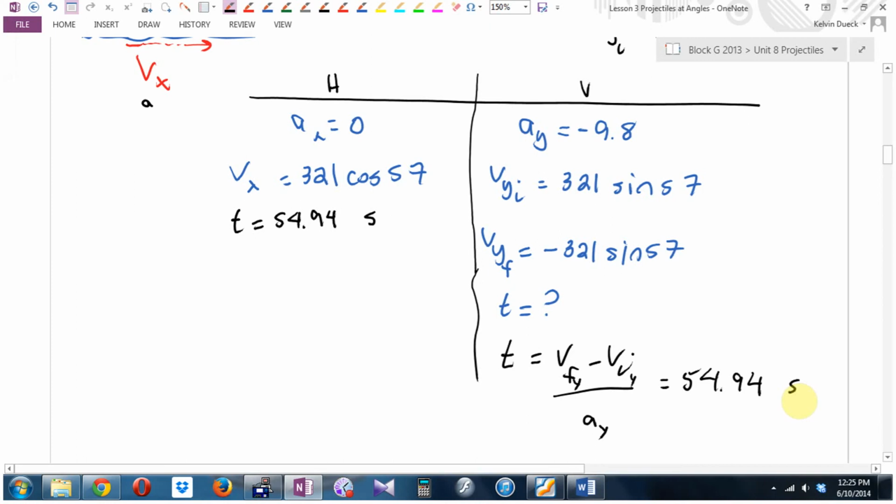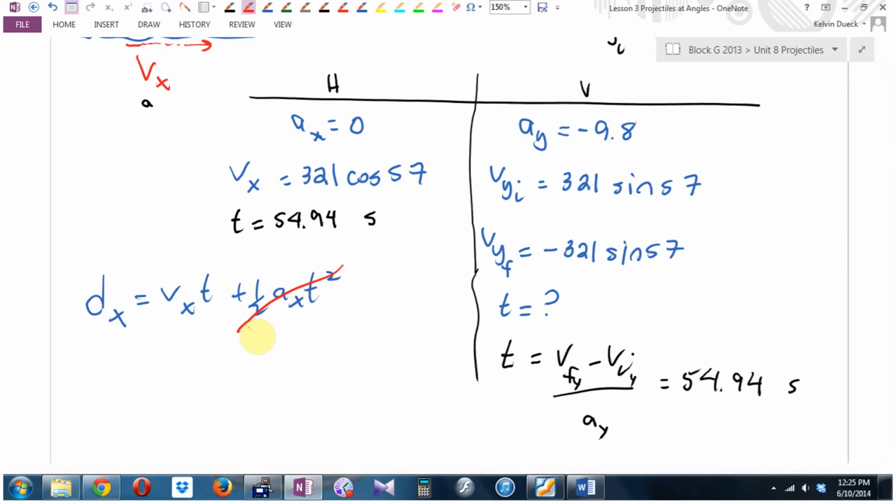Now what? Range, horizontal or vertical? Oh, dx. How can I calculate dx? It's vxt plus a half axt squared. I'm writing it out just to remind you we're crossing that out. This is by far the most common mistake. Kids want to put the negative 9.8 there because they think it must be acceleration: d equals vx t plus a half a t squared. Yeah, it is, but a is 0 horizontally.